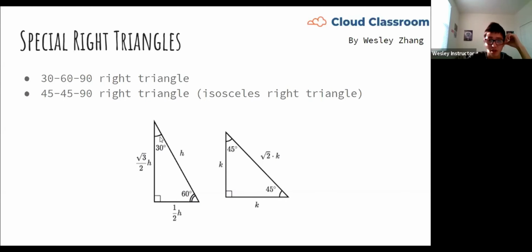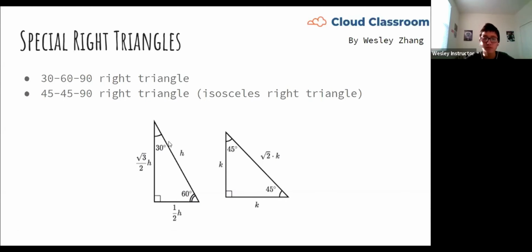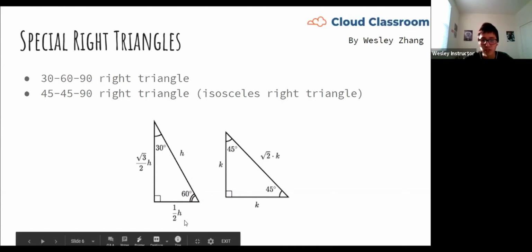And this works for whatever length, however big or small the triangle is. So if I plug in 10 for h, that means the shortest side is 5. And the second shortest side is 10 root 3 over 2.